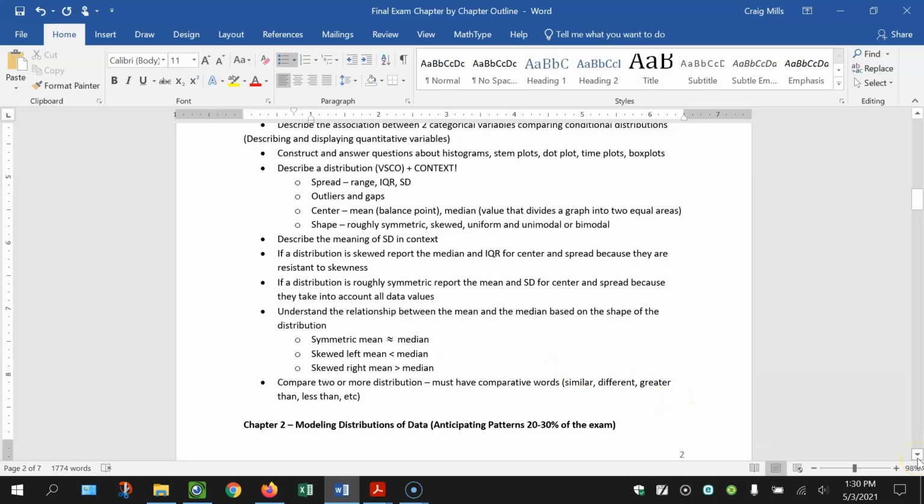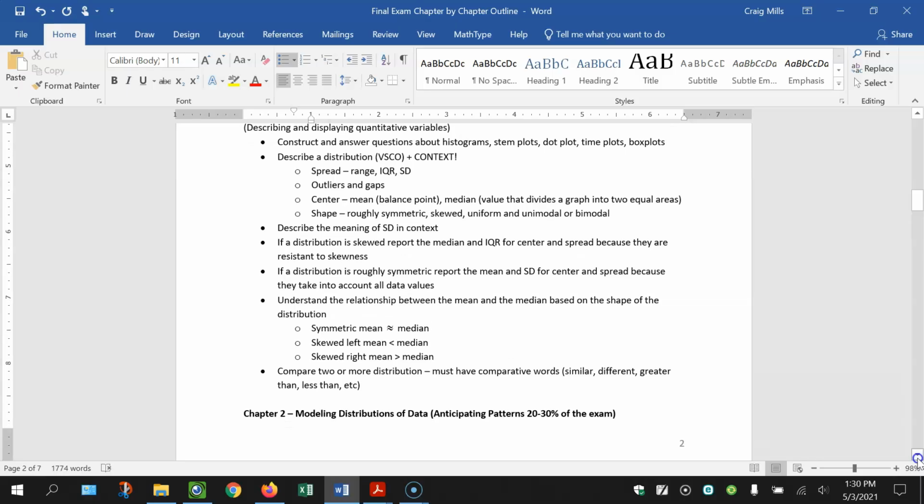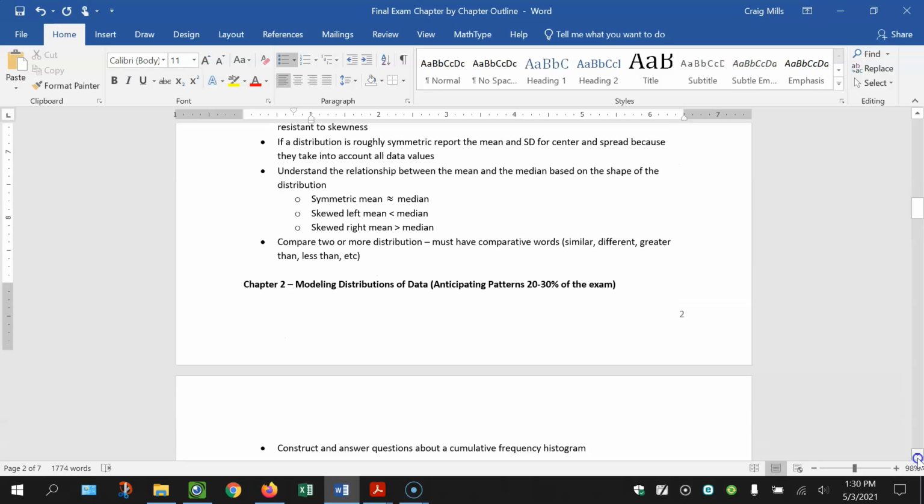If you're asked to compare distributions, you have to have comparative words: greater than, less than, similar, different, higher, lower. The median is greater than this median. There's more variability in this distribution than this one. Not having those words will cause you to lose credit on your AP rubric. So that's quick chapter one.